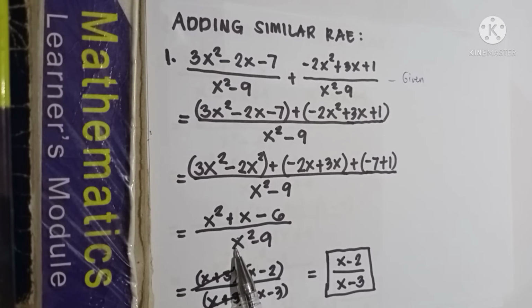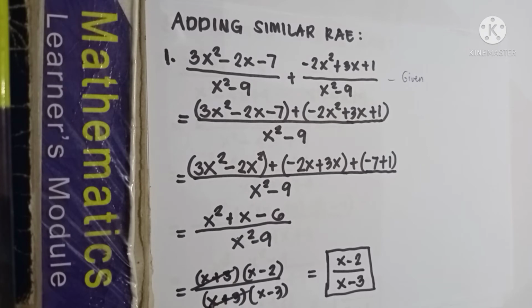How? Simply distribute this x squared, then get the square root of 9. So the factors of 9 are 3 and 3, 1 positive and 1 negative. But since they are common, we will cancel them out and copy the remaining expression. So therefore, the final answer is x minus 2 over x minus 3.